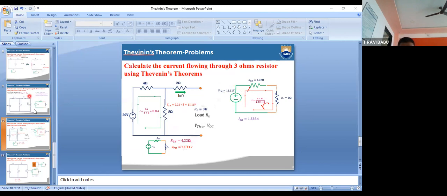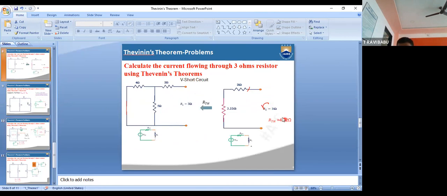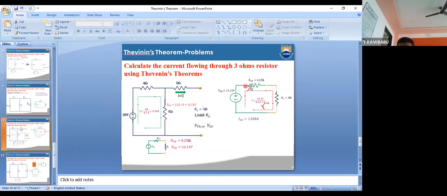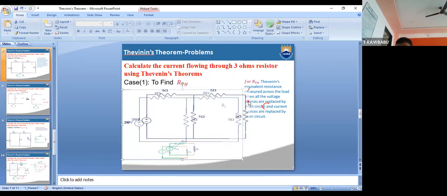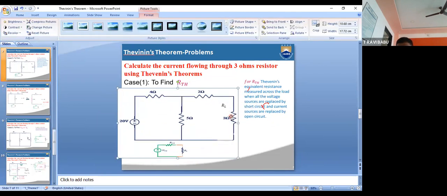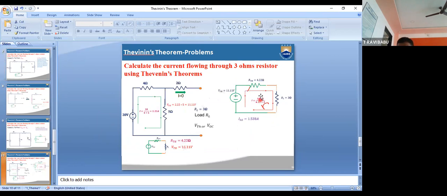In the previous slide, we calculated the RTH value, no? Here, this is the RTH value. You have to connect this RTH in series with the VTH. After this, the total circuit has to be connected with the load. This load, the 3 ohm resistor load. So this is our circuit diagram: the 3 ohm resistor load, the RTH value, and the VTH value. Remember, VTH is in series with the RTH.